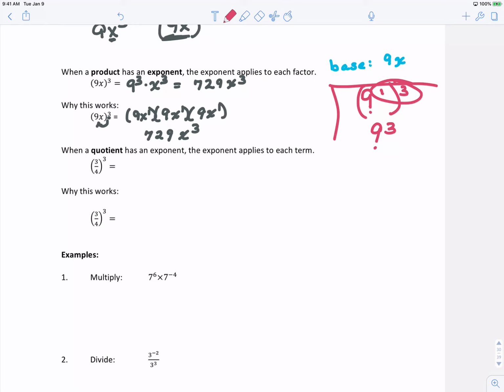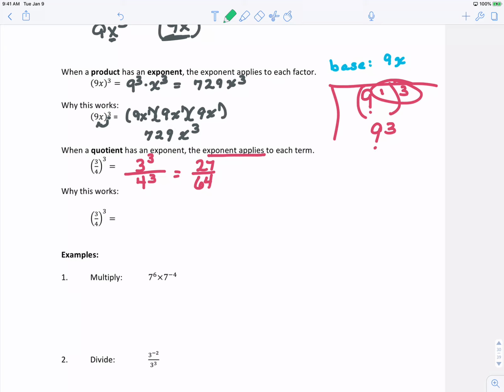Okay, when we are dividing a quotient with an exponent, notice the 3/4 are both in parentheses. The exponent applies to both of them. So it would be 3 to the third and 4 to the third. 3 to the third is 27, and 4 to the third is 64.